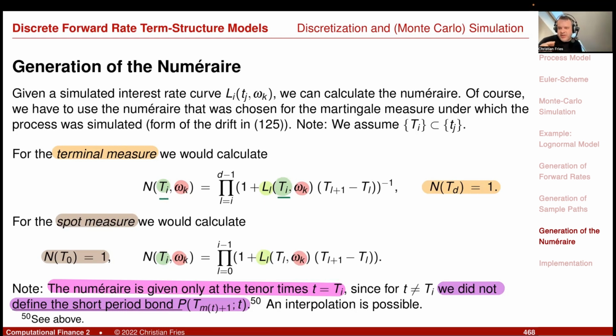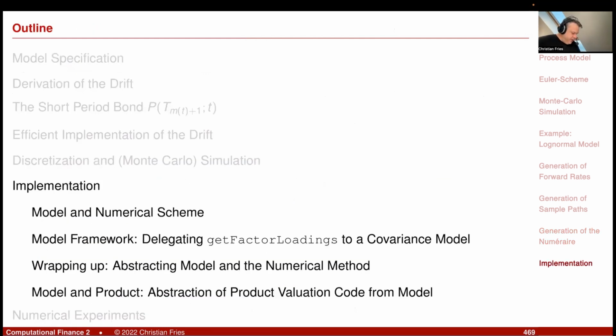But for the spot measure, we go forward, and it's just the previous numeraire multiplied with 1 plus L_l delta T_l. So the product can be calculated successively just by multiplying with additional factors. So that's also a difference in the implementation. There's maybe a little bit more efficient way to implement the spot measure numeraire. That was a small tour on a higher level.